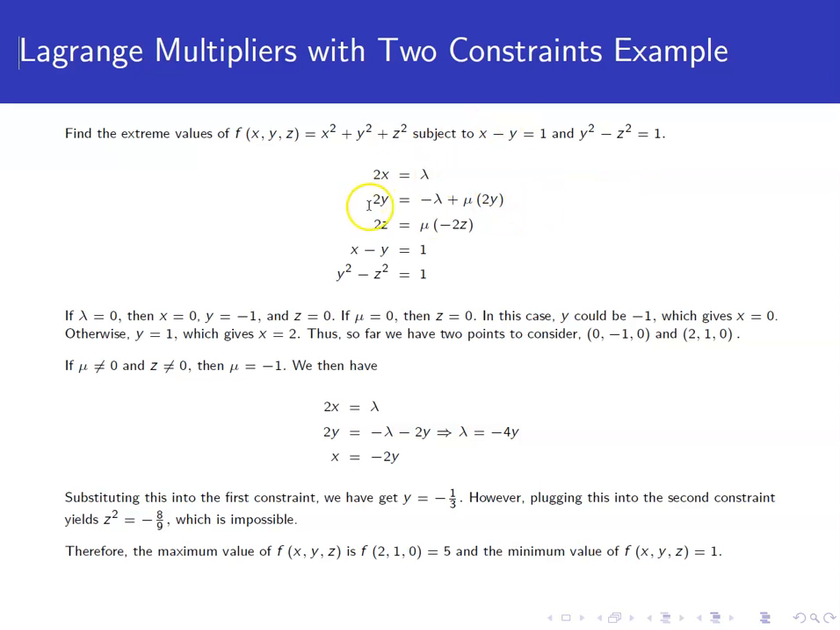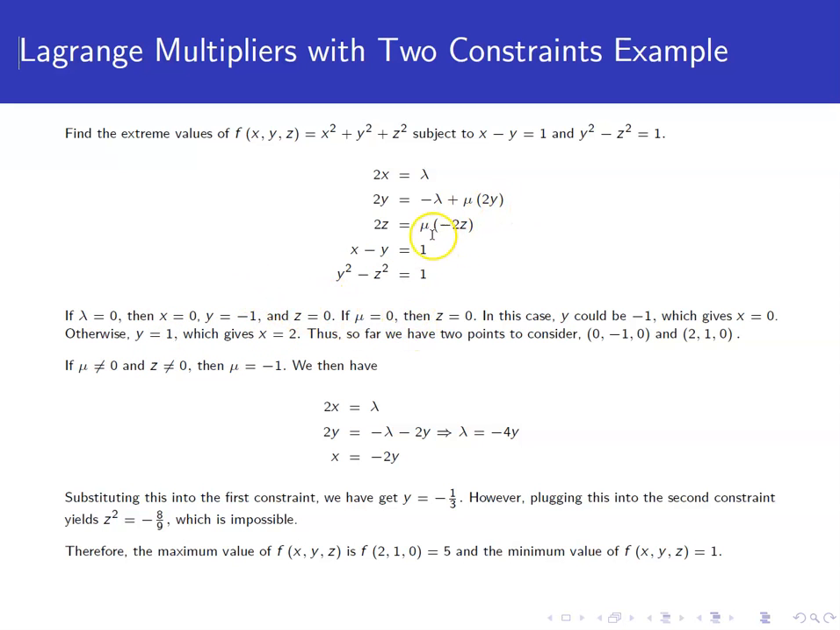We now have 5 variables, so we better have 5 equations. We get the other 2 equations by using the constraints. All right, so let's go through and see what could possibly happen. If lambda is equal to 0, that tells us x has to be 0. If x is 0, y is negative 1. And if y is negative 1, then z has to be 0. So that gives us 1 point to consider, the 0, negative 1, 0.